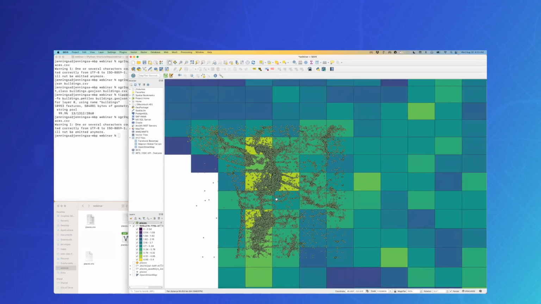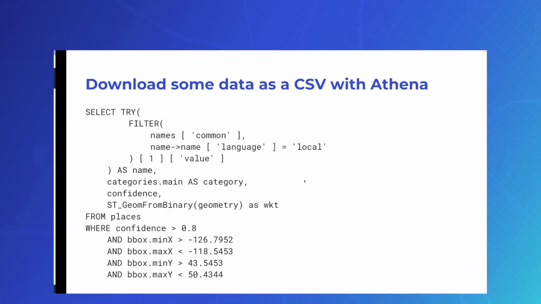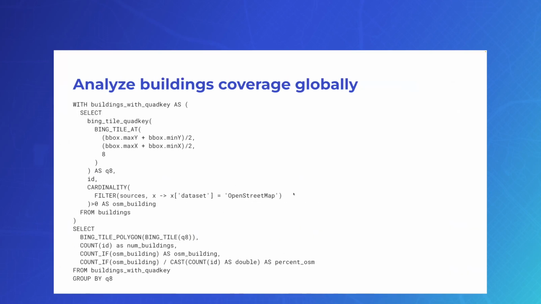Okay, so now that we have our places data, let's take a look at some buildings. Let's start by doing a very similar analysis of looking at the buildings coverage globally. And we'll do the same thing here, grouping by zoom level 8 tile. And I'm curious, we were talking about how we conflate data from OSM, Azure Community Maps, and Microsoft ML buildings. And so let's look at whether or not OpenStreetMap exists in the sources for these particular buildings.